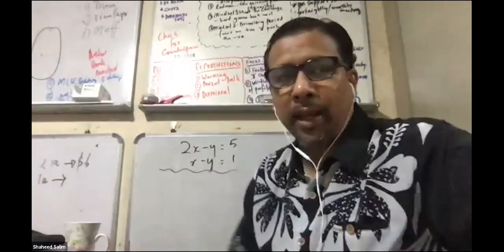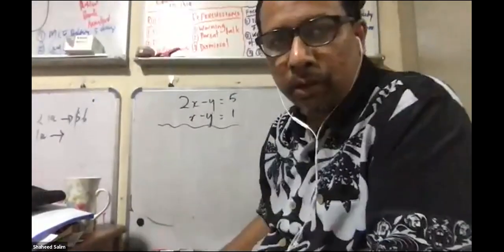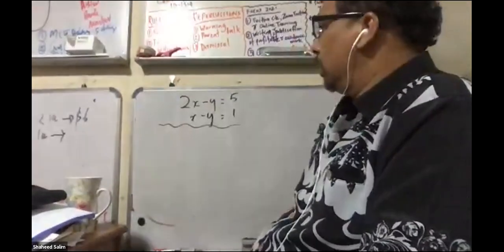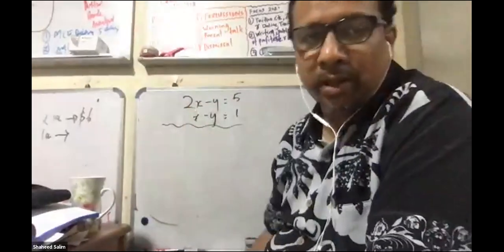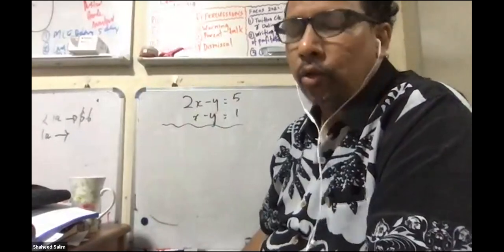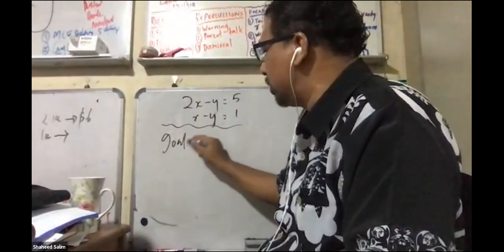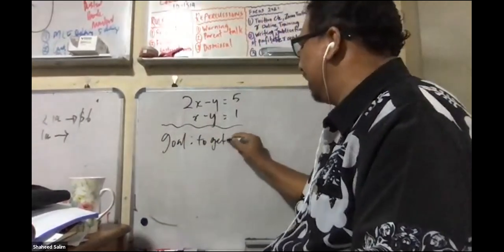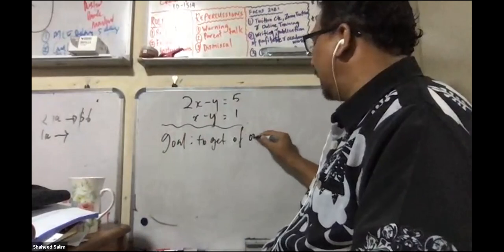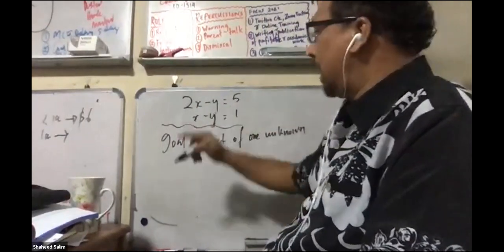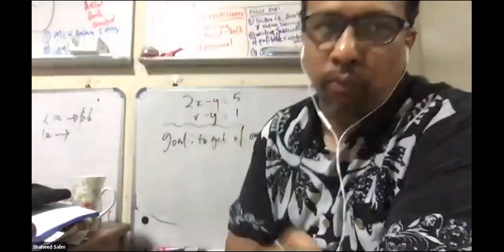Okay, we go through, we check. Or do you want to do it first? Can we check? I just check, okay? Now, there are many ways of doing simultaneous equations. What you need to do, you must remember your goal. What is your goal in simultaneous equations? It is to get rid of one unknown. X is an unknown, Y is an unknown. You want to get rid of one of them.